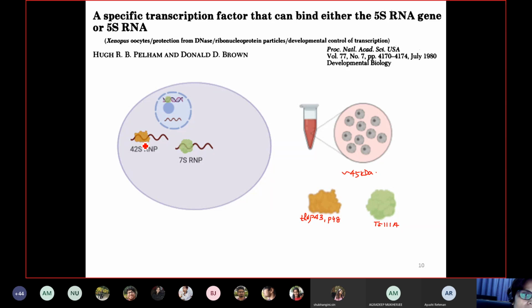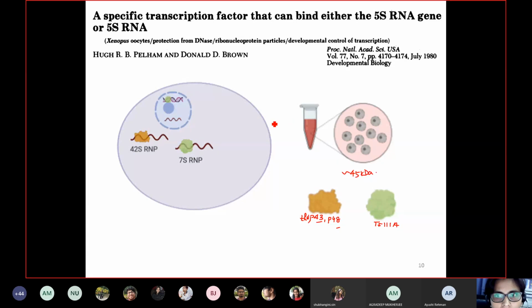At the same time, 40S RNP complexes were found to be bound by tRNA, and then P43 and P48 complexes were also formed there. And then they also isolated protein molecules from 7S molecules. So they wanted to study what are the parameters, or what are the molecules or specific amino acids they are made up of. So they isolated this and purified these complexes.